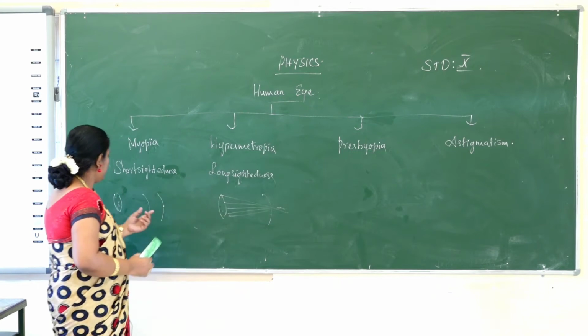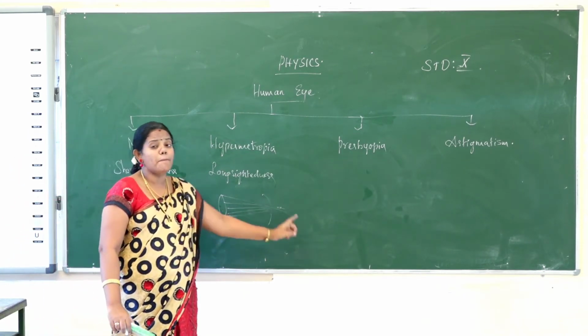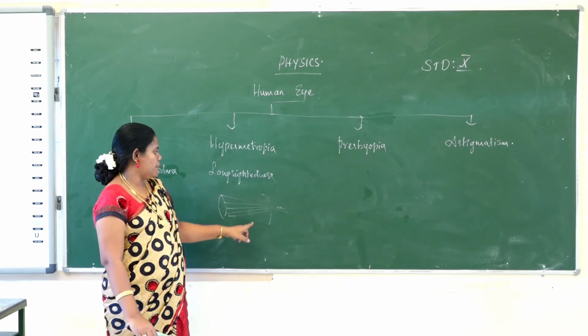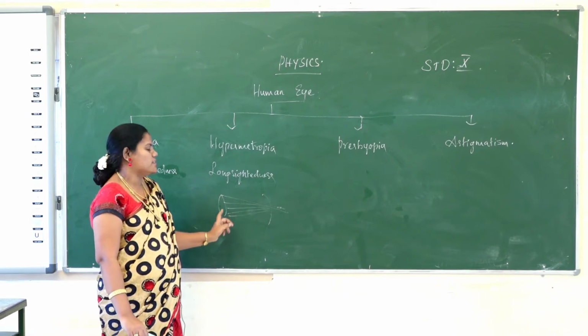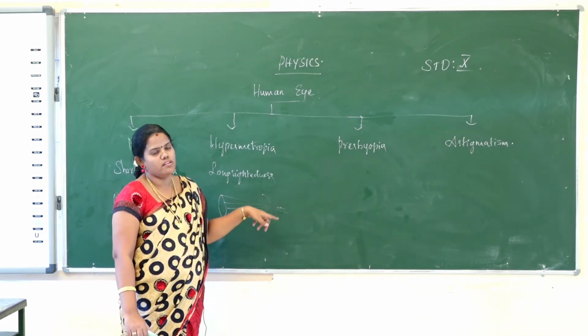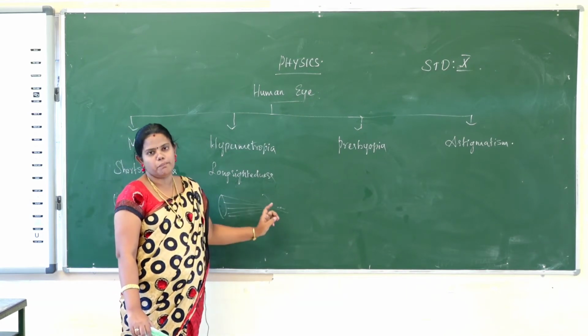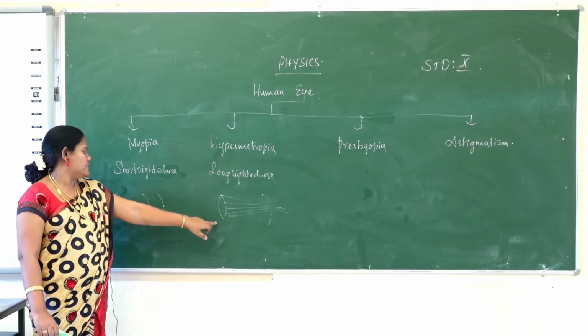In myopia the rays converge before the retina, so we use a concave lens. In hypermetropia the rays converge behind the retina, so you cannot see the view. So the person has to wear a convex lens. The convex lens converges all the rays entering the lens, and the image will be formed on the screen in a perfect manner. So that is a shortening of the eye lens.